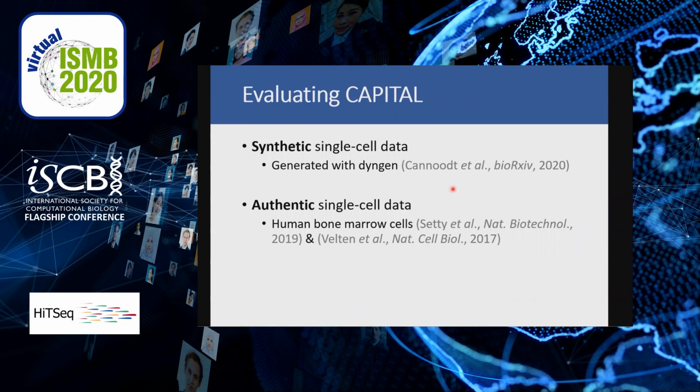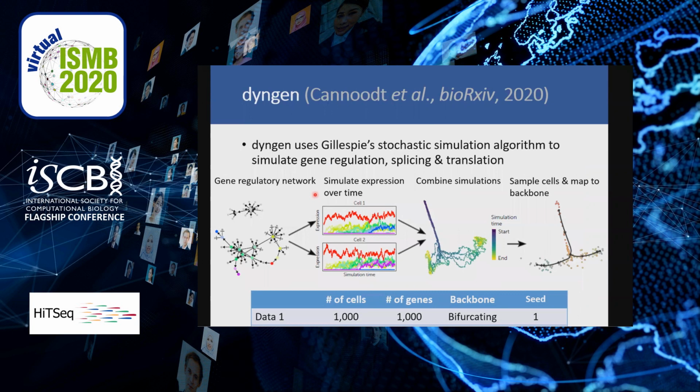Okay, let's move on to the evaluation of Capital with two data. One is synthetic and the other is authentic data. First, we used Dyngen to generate a pair of synthetic data, where the number of cells is 1000, the number of genes is also 1000, and the backbone structure is bifurcating, shown here.